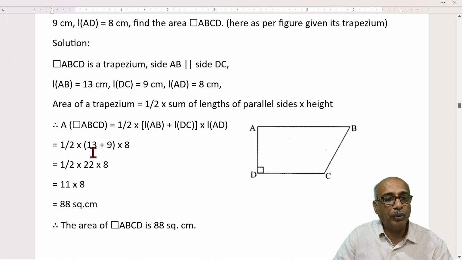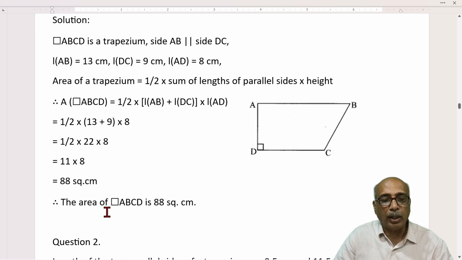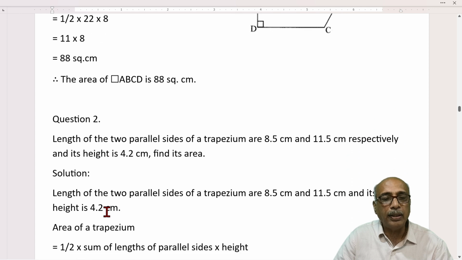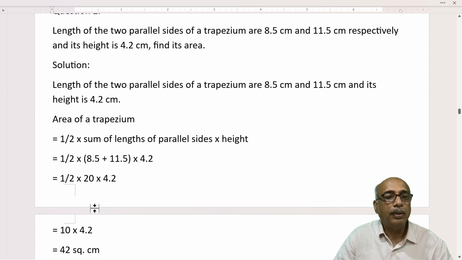So half into 13 plus 9 into 8. 13 plus 9 is 22. Half into 22 into 8 equals 11 into 8, 88 square centimeter. So the area of quadrilateral ABCD is 88 square centimeter.